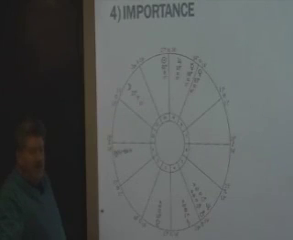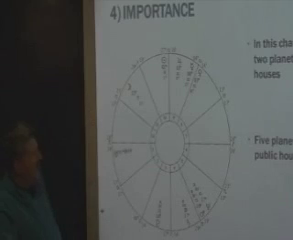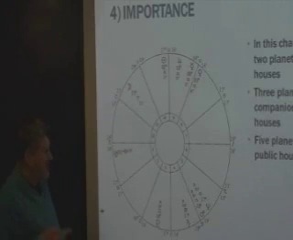So if we look at this chart in terms of importance, there are 2 planets in personal houses. Where are they? Uranus and Pluto. 5 planets fall in public houses: Venus, Mercury, Jupiter, the Sun, and the Moon. Are you getting any ideas about importance in this chart? 3 planets fall in companionship: Saturn, Mars, and Neptune. Is there anything left? No.